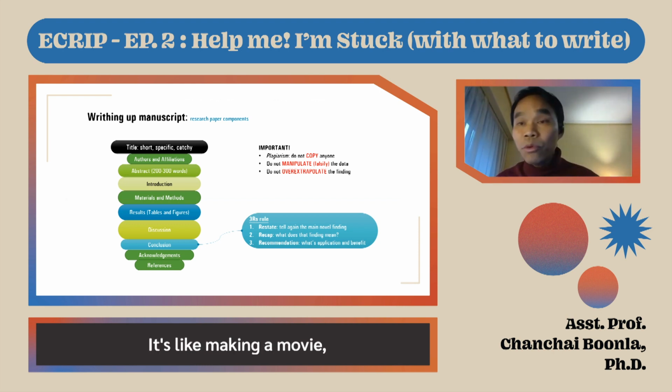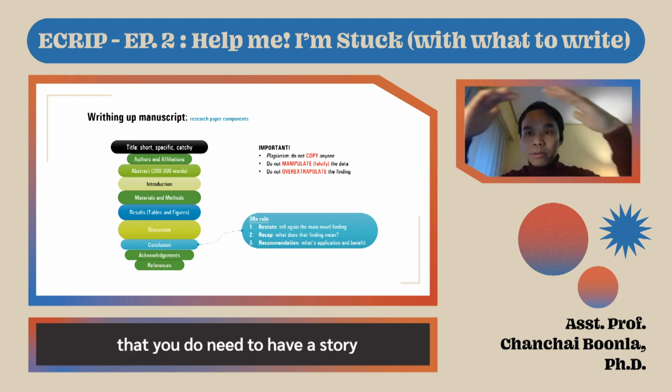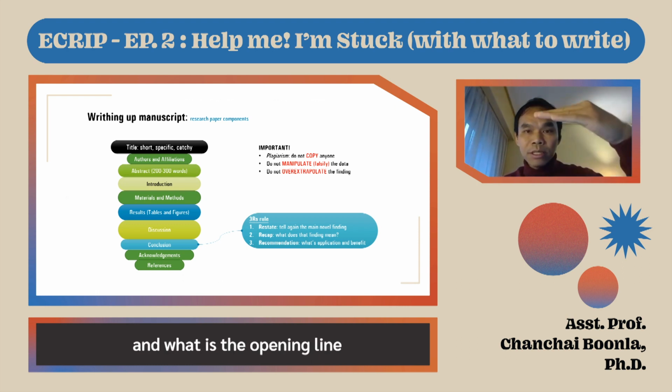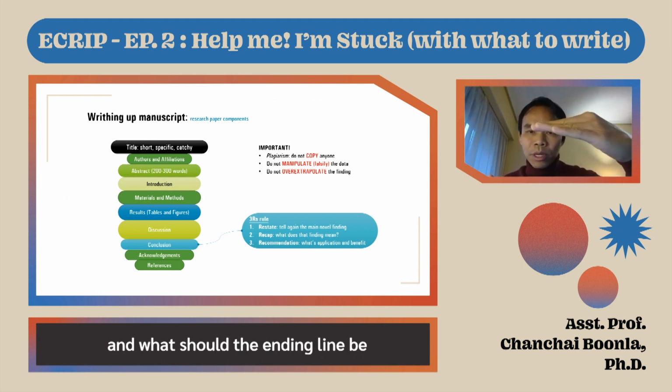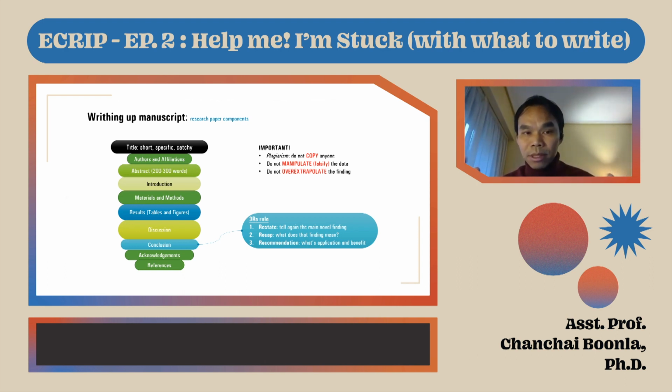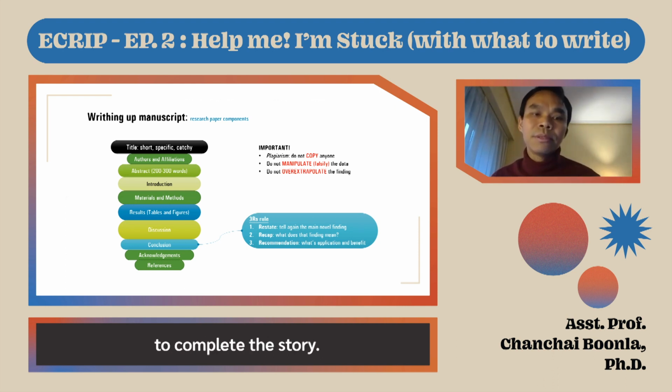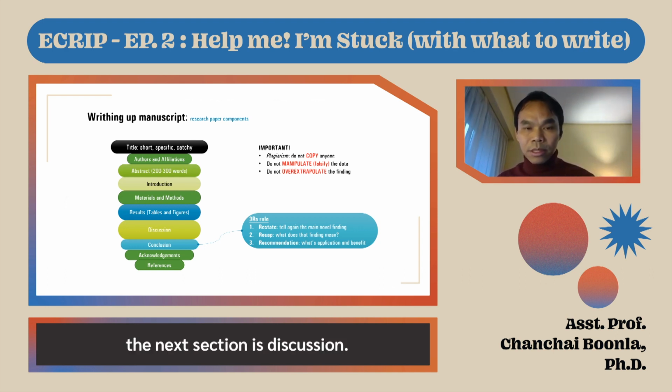It's like making a movie. You need to have a story, and what the opening line and the ending line should be, and who is the main character. Yeah, it's something like that, making the whole story. So I always take a look at the results and make the outline of the data first, to complete the story. And after that, the next section is the discussion.